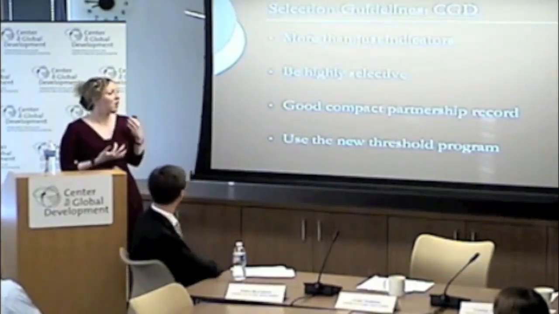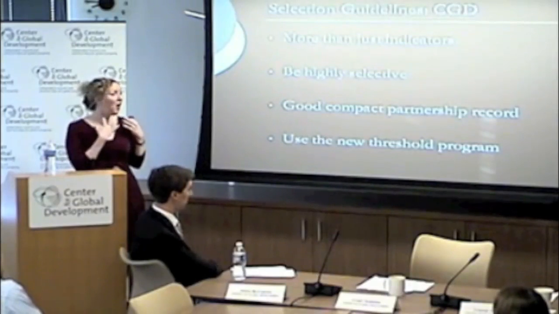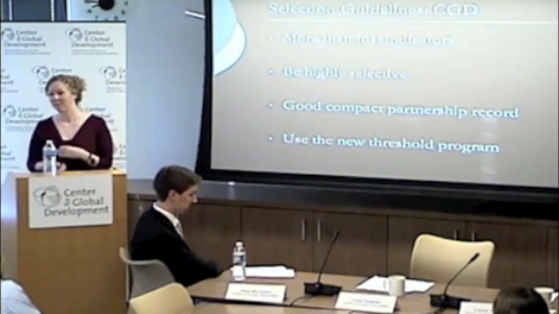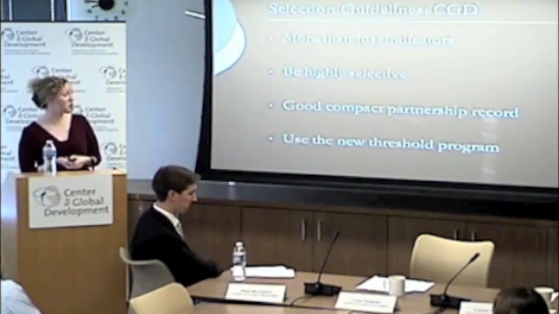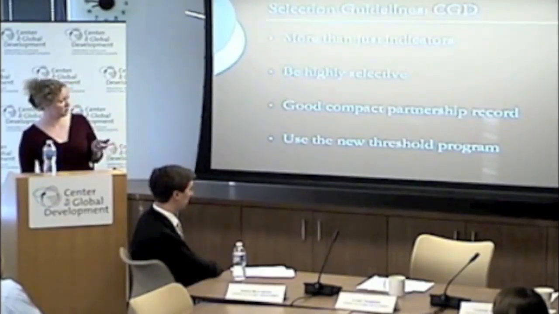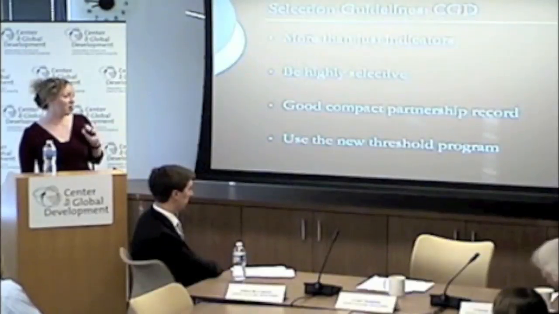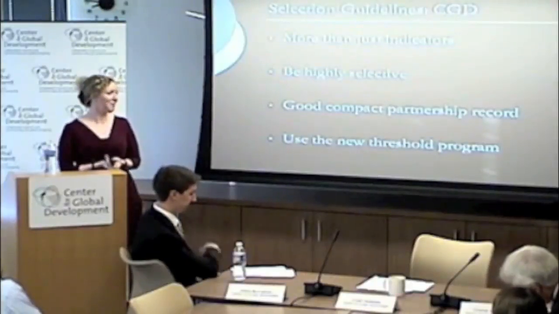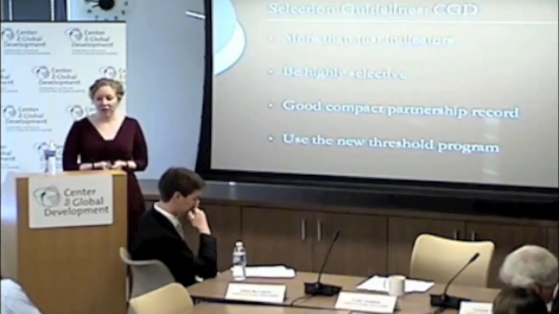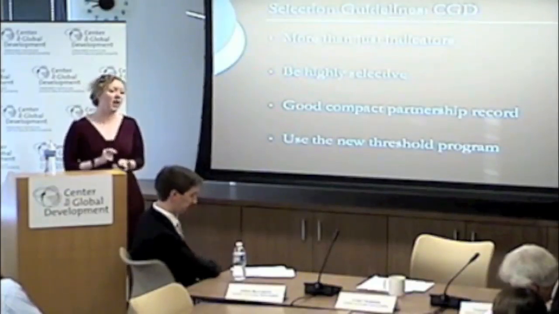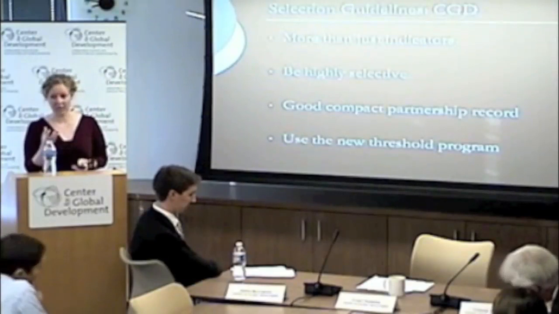The second is to be highly selective, and this sounds like an obvious one, but we have, as I've said, the double dynamic of extremely limited resources and the fact that this is the exact time that the MCC is being asked to show results. So they have to balance this and make sure that they choose the right countries to show those results. The third is a good compact partnership record. So here we have access as kind of the development community to the disbursement records of compacts, to if they finished on time, to things like this. But what the MCA Monitor really tried to look at is the partnership aspect and how countries implemented policy reforms.